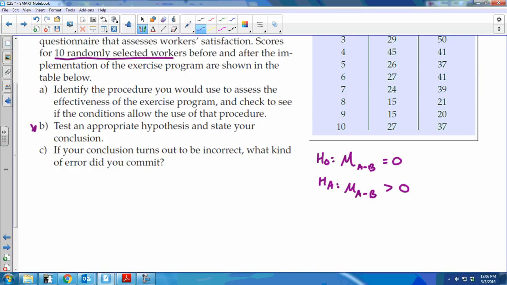Any questions about our hypotheses? Again, notice I don't have 2 different mu's. I have 1 mu with a difference. We already checked the conditions, right? So we can do the test. We're doing the mechanics part now. So here's your hypotheses. We already did the conditions in part A, so now we're going to do the mechanics.